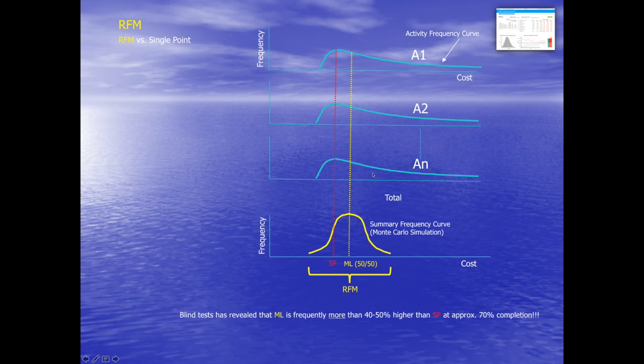At 70% completion, that's 14 months of a 20-month project approximately, RFM often predicts a cost at completion more than 40% higher. So this point here is 40% higher than the single point. No wonder then cost overruns come as a big surprise.